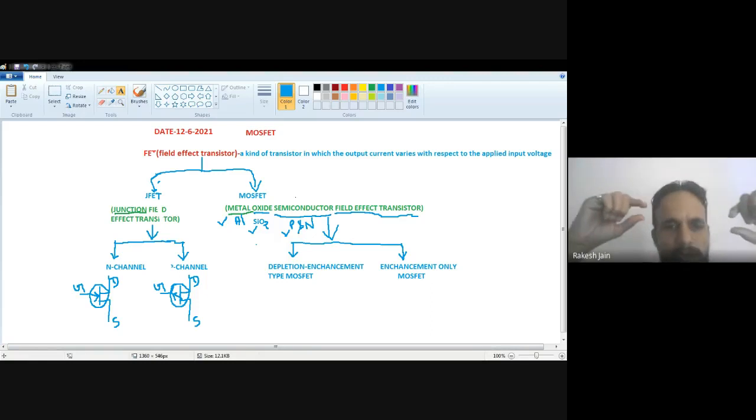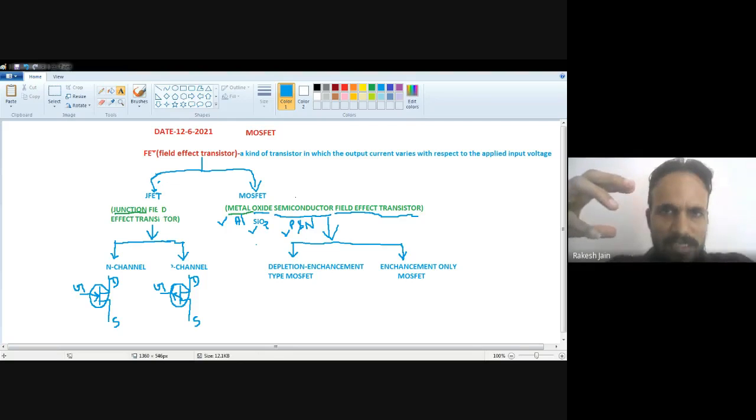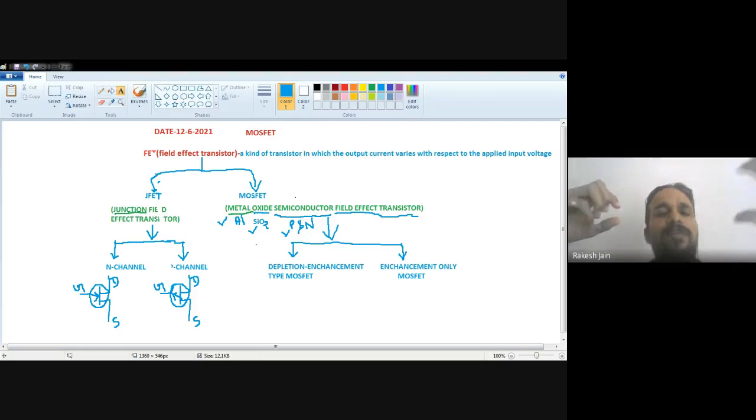So there are two kinds of MOSFET. A device which provides an output current depending on the applied input voltage, and for the construction of that device, you use aluminum metallization, a silicon dioxide insulated layer is provided there, and P and N semiconductors are used for the construction, then that is known as a metal oxide semiconductor field effect transistor, which is of two types.